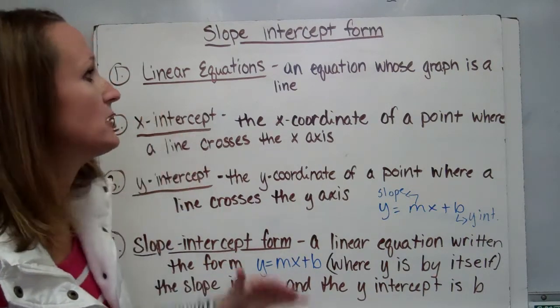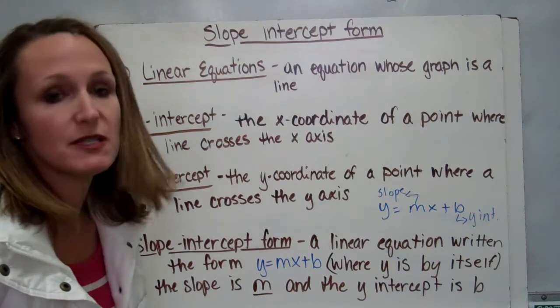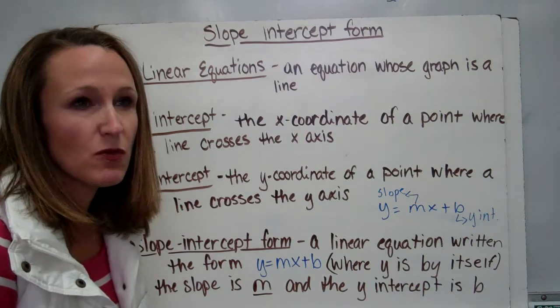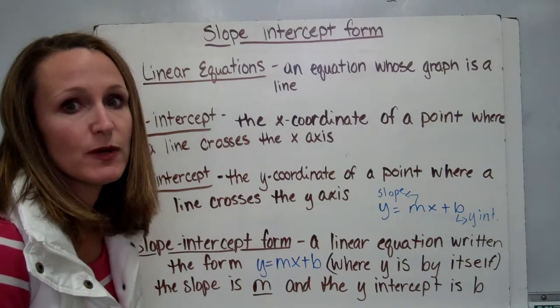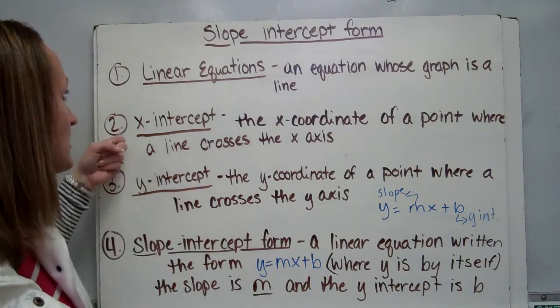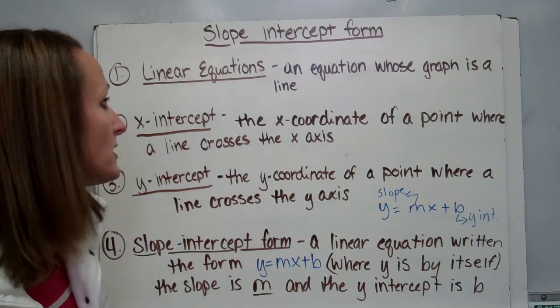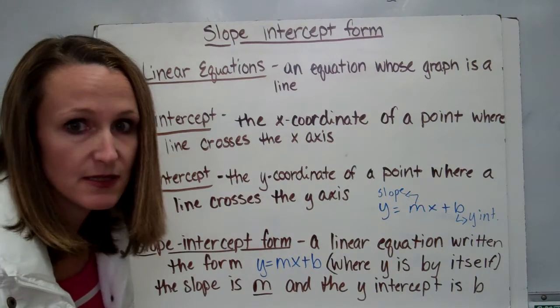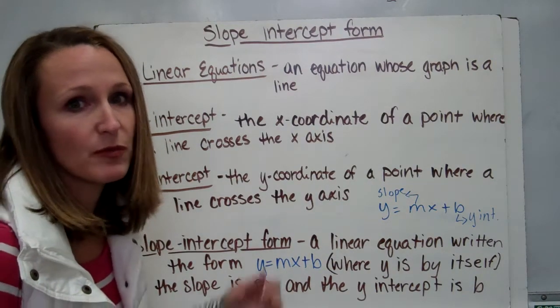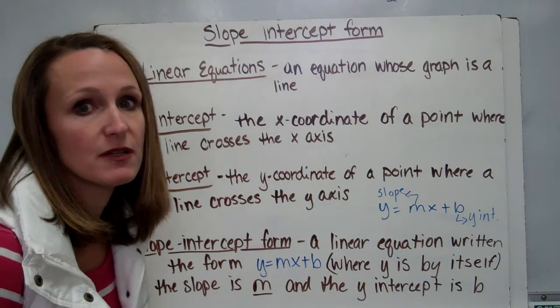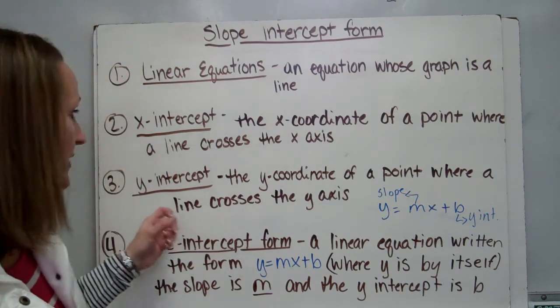So we've got a linear equation. It's an equation whose graph is a line. And that's the only type of graph we're really going to deal with this year, one that is a straight line. So first we've got to talk about the x-intercept. It's the x-coordinate of a point where it crosses the x-axis. It's not really something new, but when we talk about it in a line, it has a different meaning.